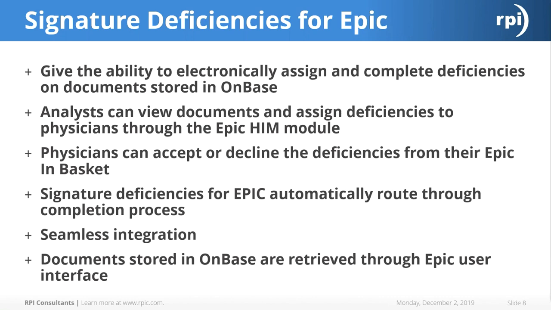From the Epic Health Information module, analysts can review scanned documents through the OnBase viewer to assign deficiencies for missing signatures or missing information. And then from the Epic in-basket, physicians can retrieve documents and electronically sign deficiencies assigned by the analyst. Signature deficiencies allow users to open OnBase documents from the Epic application without interactively logging on to OnBase. Analysts and physicians can analyze and complete encounter documents without leaving the Epic interface.